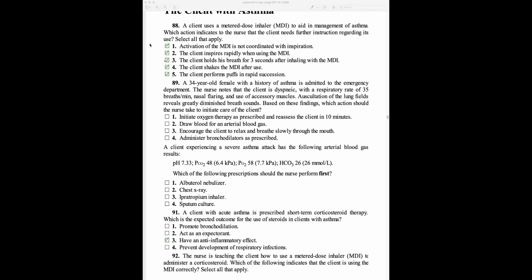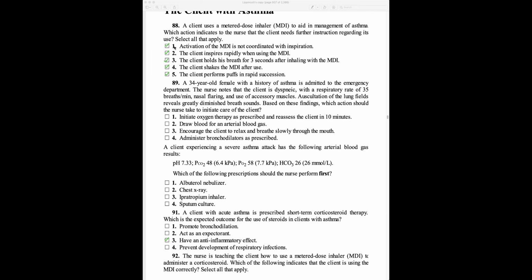Activation of the metered dose inhaler is not coordinated with inspiration. So that is inappropriate. You have to activate or press down on the canister while you're taking a breath, right? Here they're not coordinating activation of the inhaler while they're taking a deep breath. So if the patient did choice one, we would need to give them more instructions, right? So that's why we chose it.